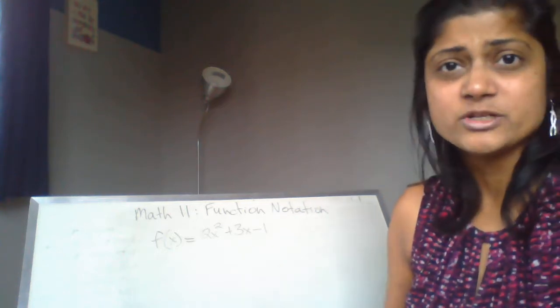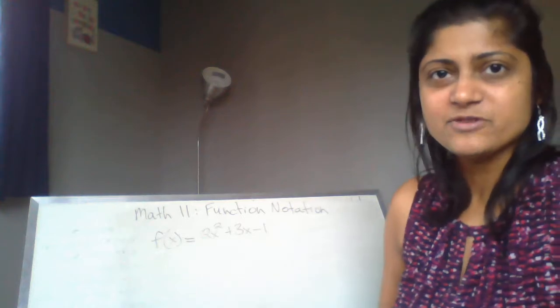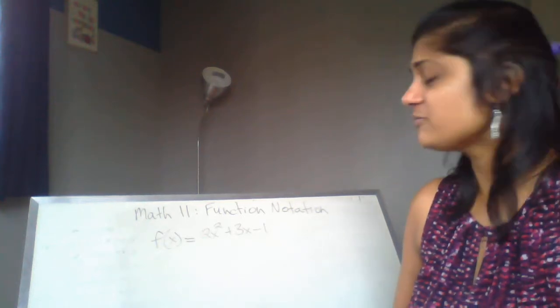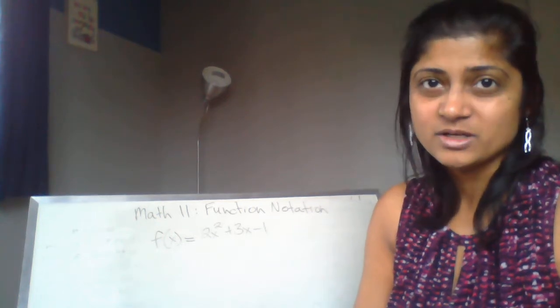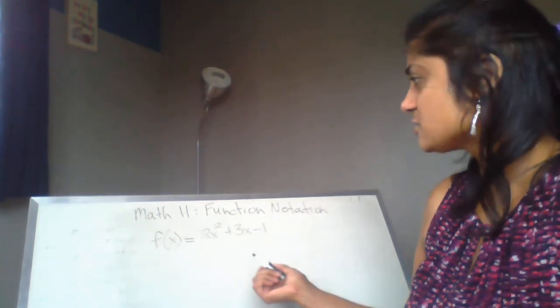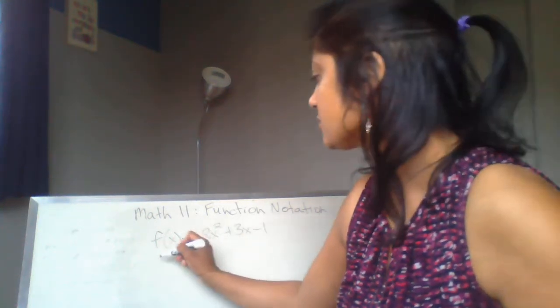We're going to take some questions from the textbook as examples. Alright, so this is my function that I have. It's f of x equals 2x squared plus 3x minus 1. This is a function that's given, and in function notation, let's try this one.